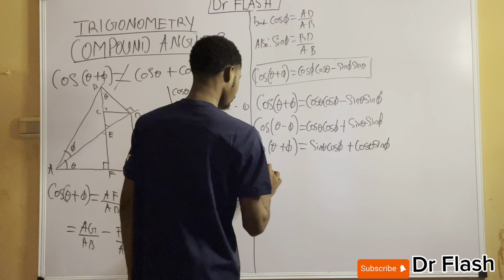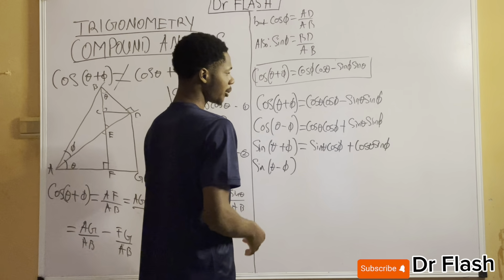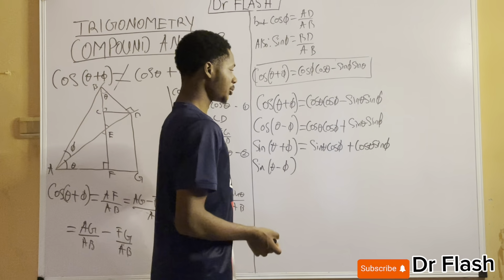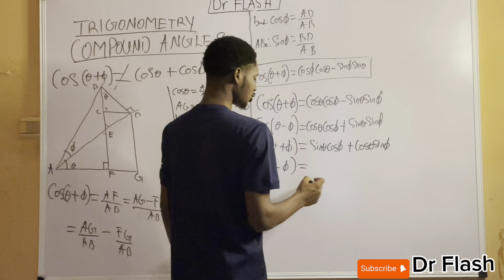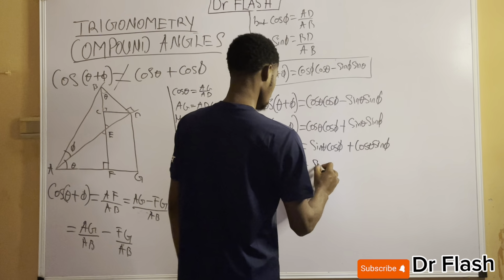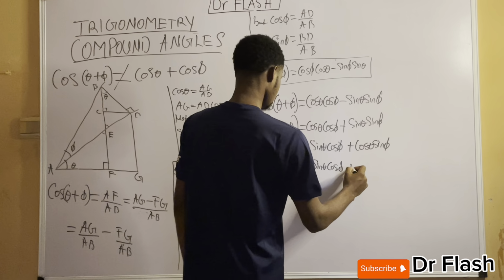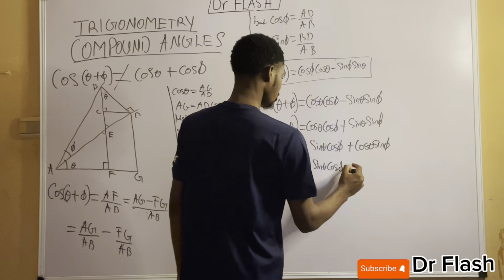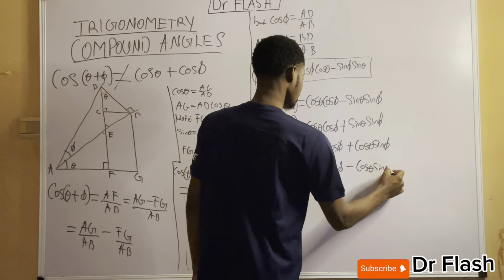And then for sine of theta minus phi, all these have proofs. But you don't expect me to prove every one of them, or you can't say you want to be proving every one of these in an examination board, as it will take time. All you have to do is know these ones. Sine of theta minus phi is now sine theta cos phi, this is the minus, so this one remains minus cos theta sine phi.